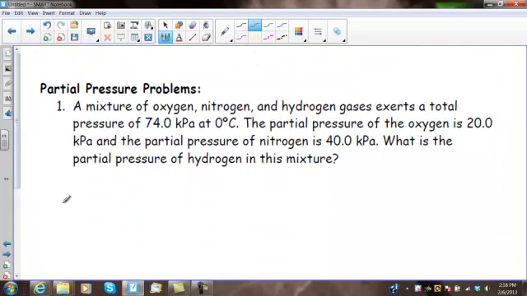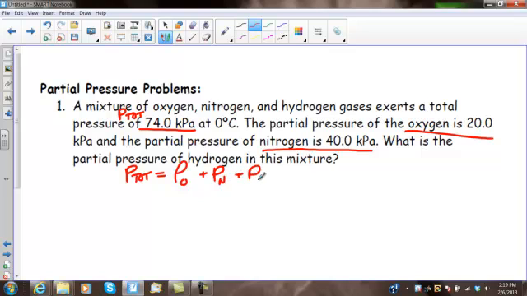Let's look at a second problem. A mixture of oxygen, nitrogen, and hydrogen gases exerts a total pressure of 74 kPa. So there's my P total. The partial pressure of oxygen is 20. So oxygen is 20 kPa, nitrogen is 40 kPa. What is the partial pressure of hydrogen? So let's rewrite our formula again. P total equals the P of oxygen plus the P of nitrogen plus the P of hydrogen. And we're trying to find hydrogen.